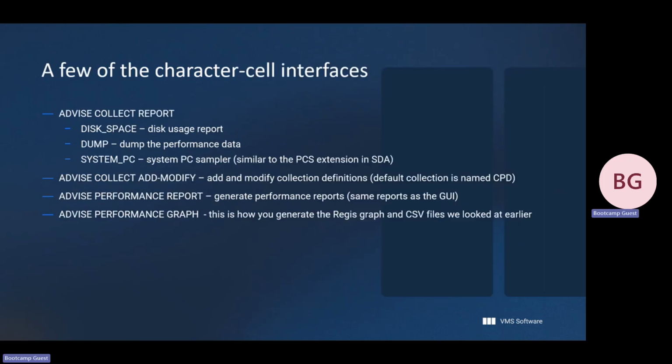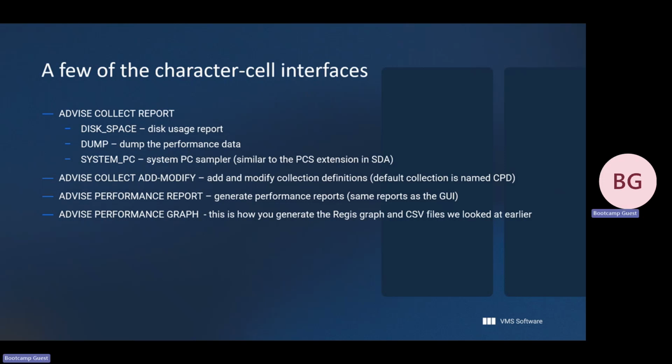So now we're going to actually look at a few of the character cell interfaces. Advise, collect, report. There's actually a pretty neat disk usage report, and I very recently had to fix a bug here. We had a situation where it was not working with disks greater than 1 terabyte. And so we have fixed that for Itanium, and we checked that in prior to the release on x86. So that is there.